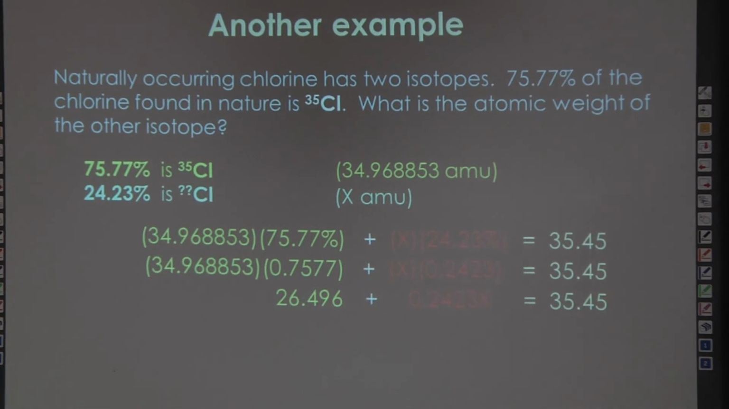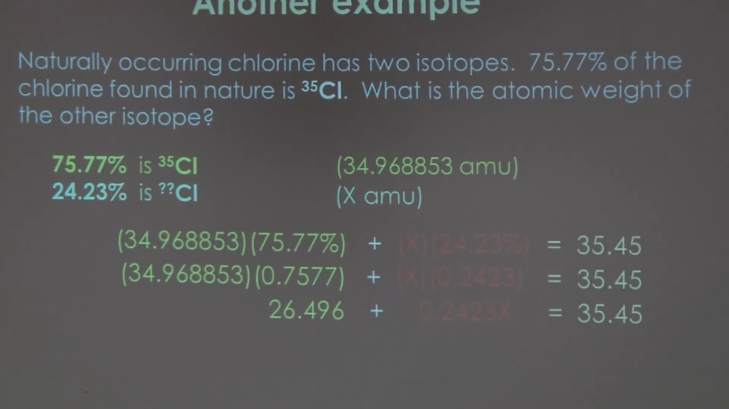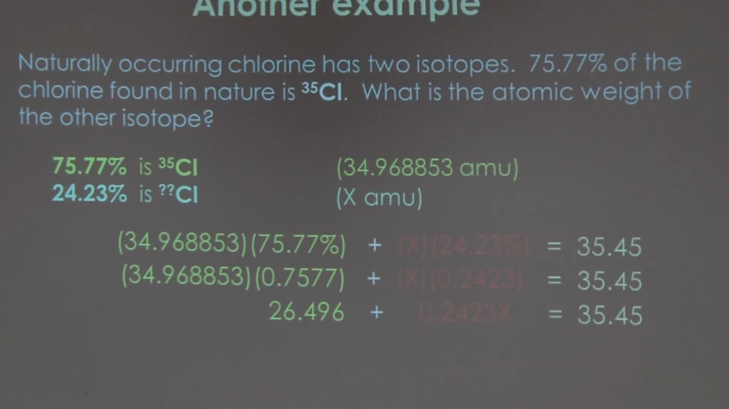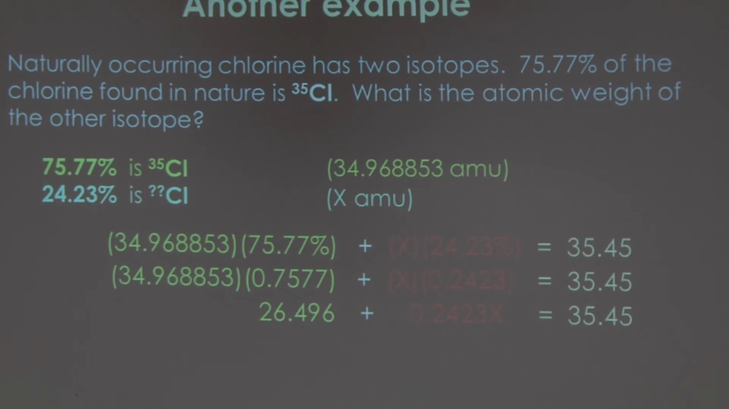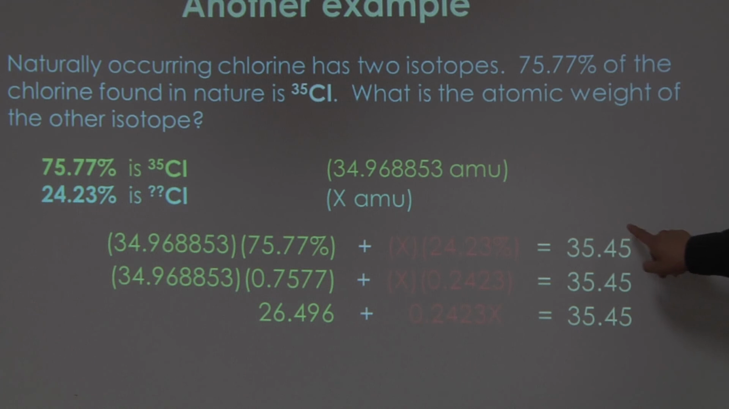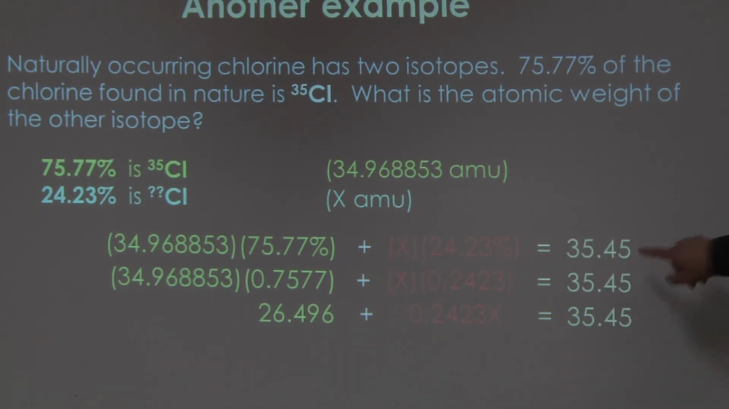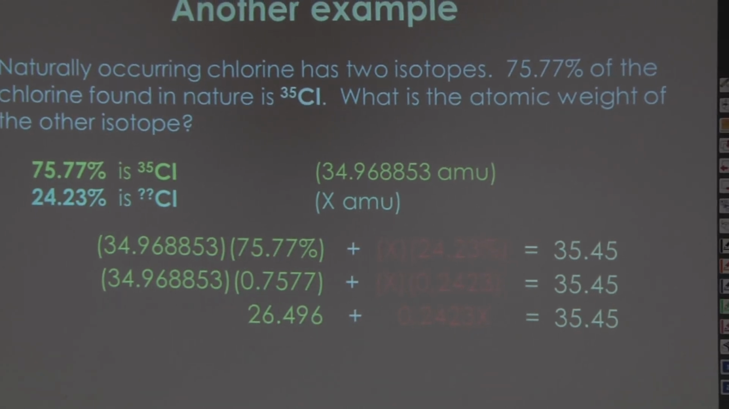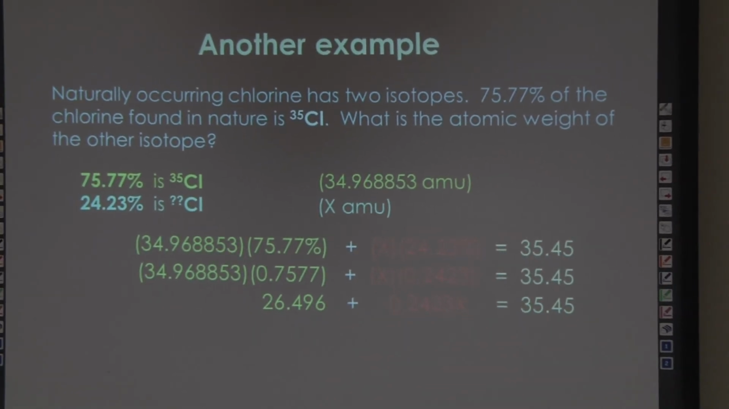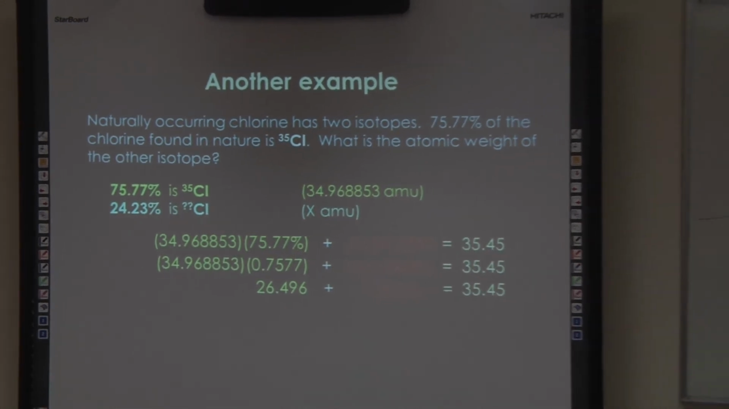Oh, we forgot something. It equals something, right? We can't find our x unless it's an equation. Otherwise, we can't solve for x. If we have an equation, we know how to solve for x. What does it equal? It equals the average. How do we find out what the average is? Well, we look at the periodic table. And the periodic table tells us that chlorine has an average atomic weight of 35.45 AMU. So we're going to say equals 35.45.